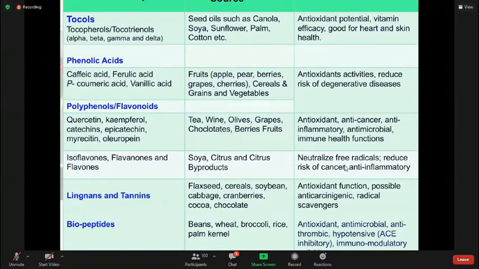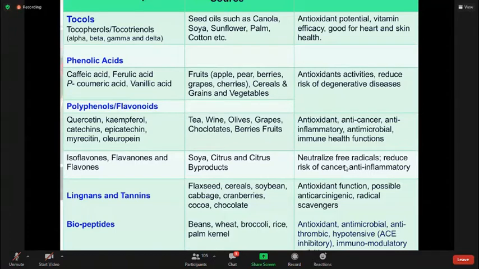Lignans and tannins are another class of polyphenols which are highly polymerized products, and they are present in flaxseed, cereals, and some vegetables. Recently, biopeptides are also coming to the forefront, and they are gaining much recognition of researchers due to their multiple antioxidant, antimicrobial, and other important biological activities. Vegetable proteins are a very important source of different types of biopeptides, and recently the food researchers are very much interested in and focusing on exploration of novel sources of biopeptides, especially plant-based.